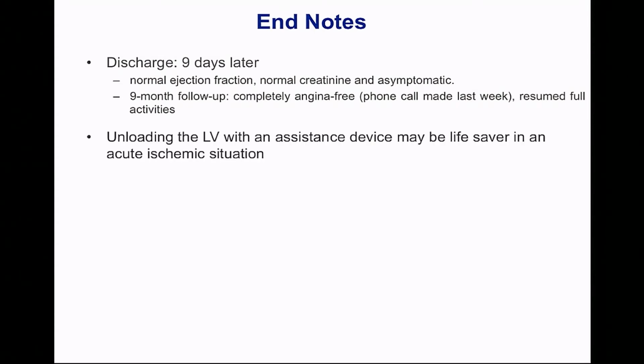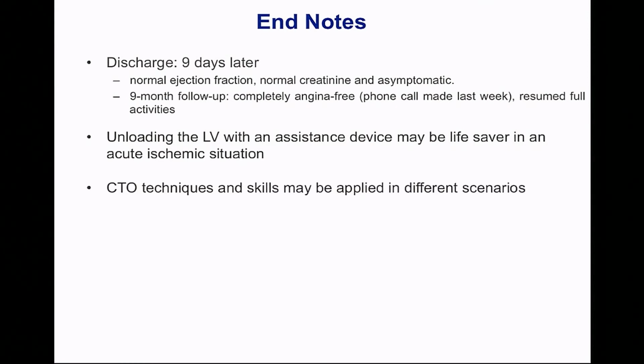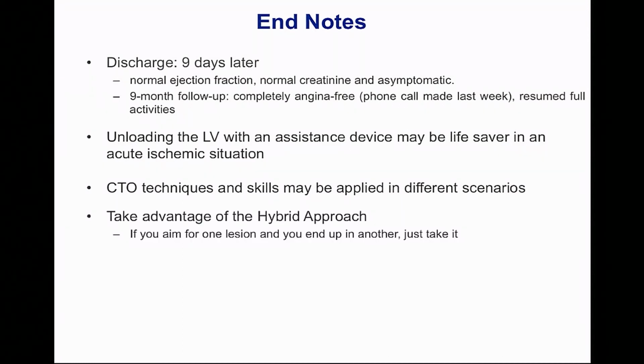Unloading the LV might be a lifesaver. The impeller was a really helpful tool in this case, especially in an acute ischemic situation, as we had closure not only of all the left system, but of the collaterals going to the RCA. CTO techniques and skills may be applied in different scenarios. Remember, we had acute occlusion of both the diagonal and the circ, and we used our techniques on this.